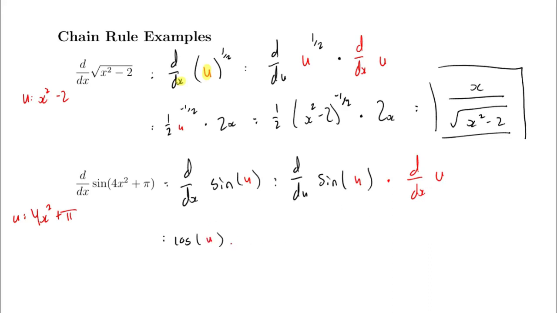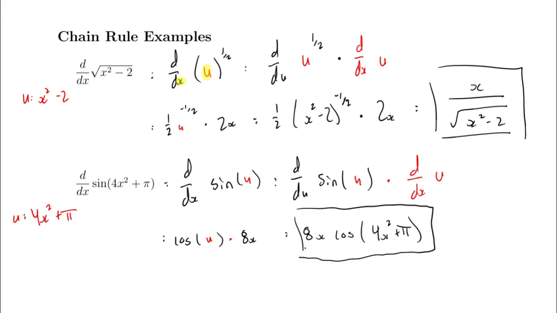And again, we can say the derivative of this u stuff is going to be 8x. And I'll put that in black. So now we can rewrite this as 8x times cosine of 4x squared plus pi, where again, that was u, and this stuff here in front is the derivative of u, the inside piece. That is our derivative of this sine function using the chain rule.